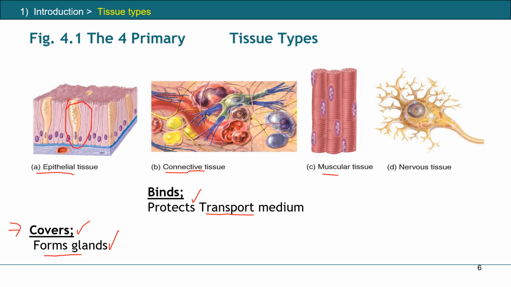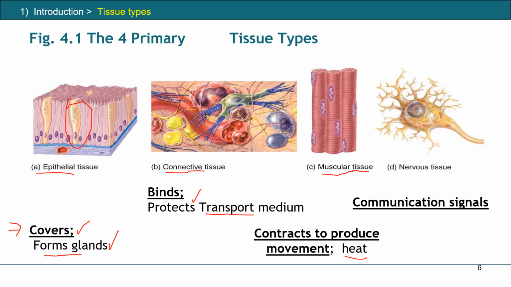Now let's work on the 2 easiest ones, the muscular tissue, whose function is pretty easy. They are involved in movement through contraction, and due to that contraction, they release heat. So they are also involved in thermoregulation. And finally, the nervous tissue is involved in communicating signals, and we will cover this in more detail at the end of the semester.